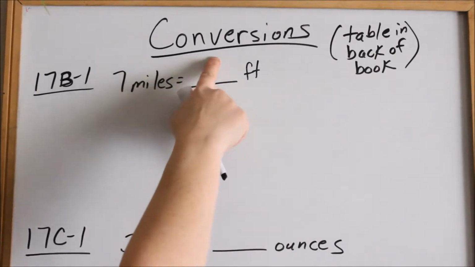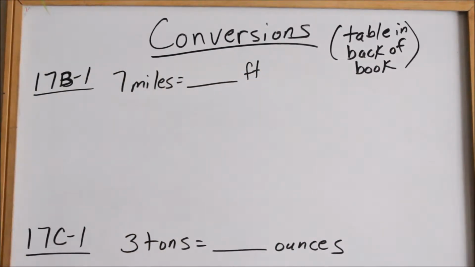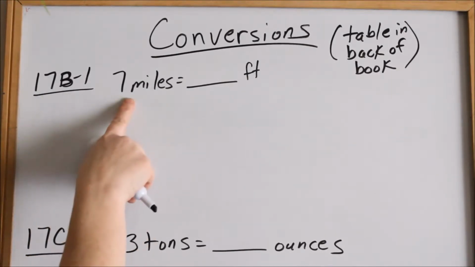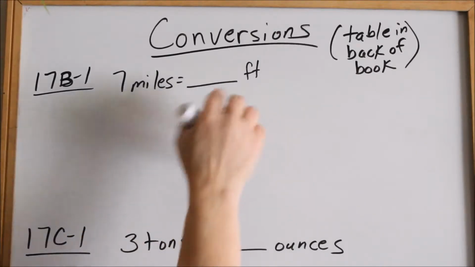Okay, today we're going to be doing conversions. This should be a review, but I'm going to work some problems here since it's in the book. We're doing 17B number 1. We're going to convert 7 miles into feet.